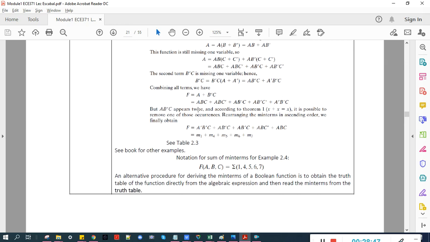AB prime C appears twice, and according to the theorem, x plus x prime equal to x, it's possible to remove one of those occurrences. Rearranging the minterms in ascending order, we finally obtain F. We know that the equivalent of this is 0, 0, 1. So that's minterm 1. This is 1, 0, 1. This is 5.